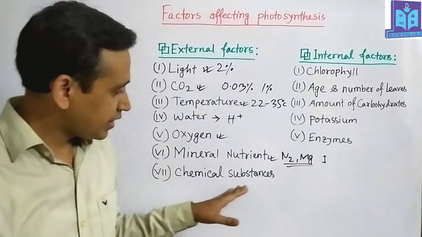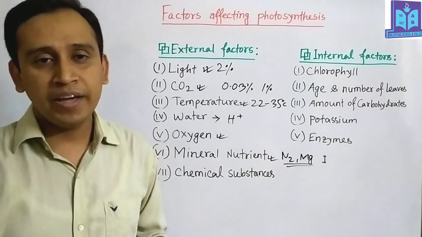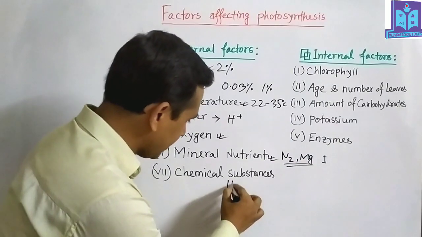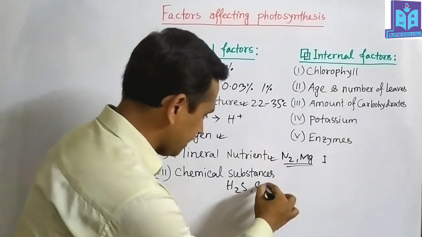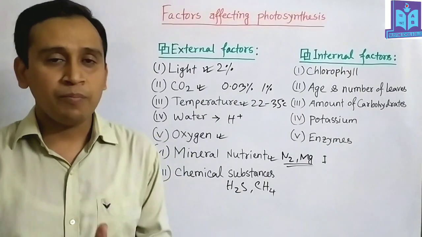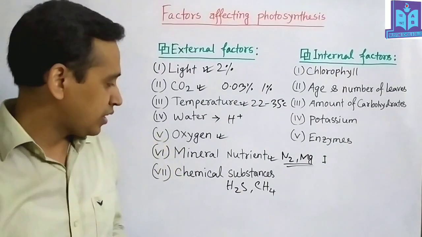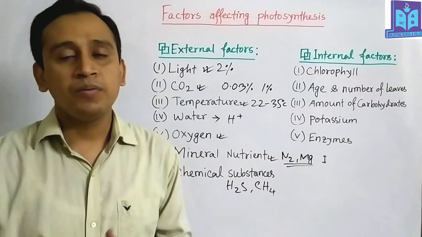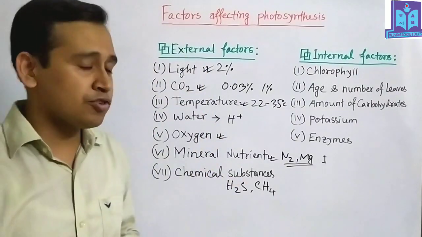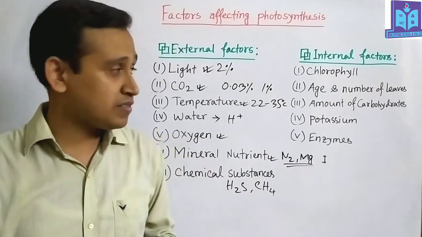And the final one is chemical substances. If some poisonous substances like hydrogen sulfide, methane or chloroform are present in the environment, then the photosynthesis rate will be inhibited. So these are the external factors of photosynthesis.